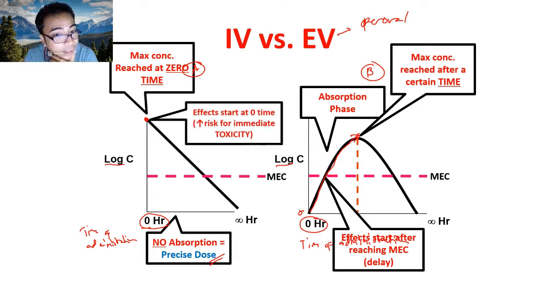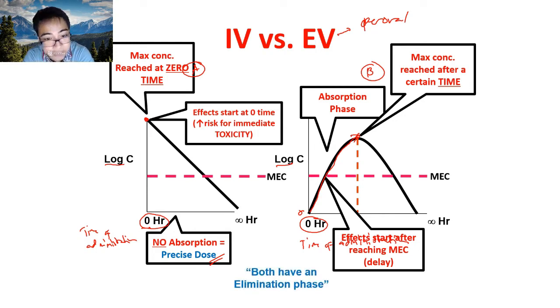Now, that's one of the advantages of giving a drug intravascularly. Now, the risk associated with that, class, is, of course, higher risk for toxicity. Okay? Kasi, class, kumbaga wala ka ng leeway dito eh. Pag nagkamali ka ng dose, class, wala nang bawian. Right?